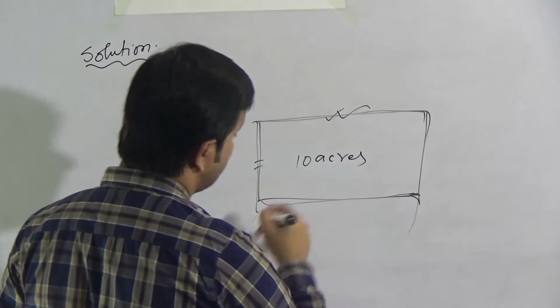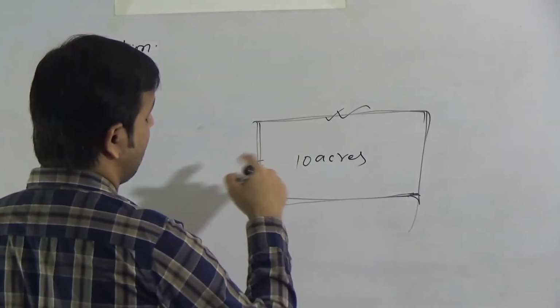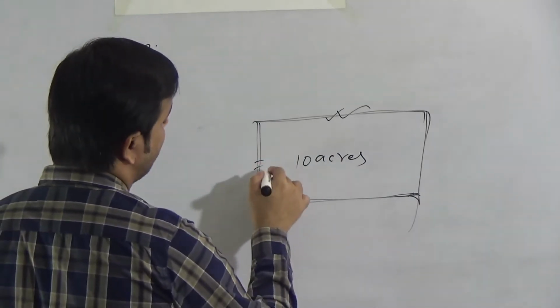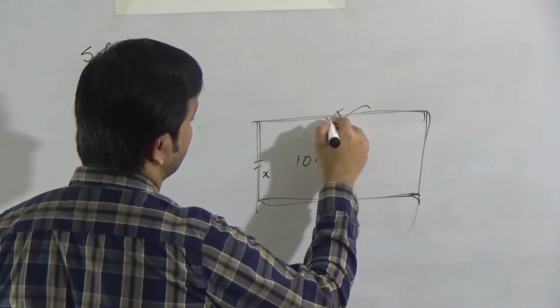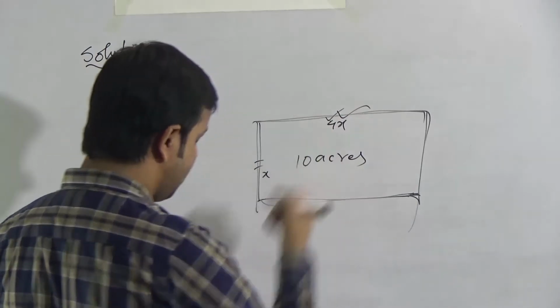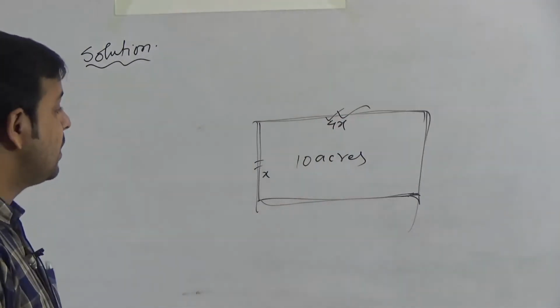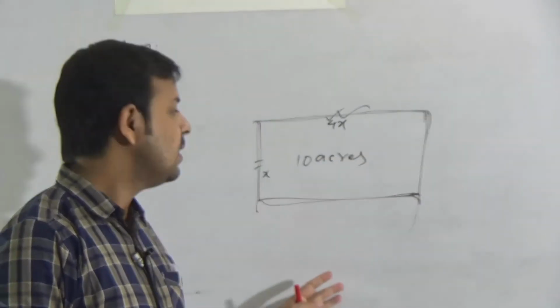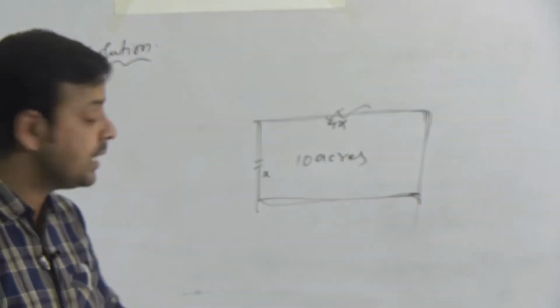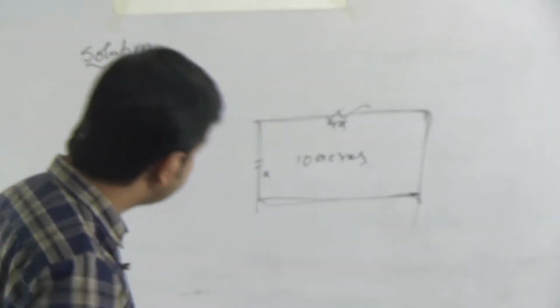This is given, and here a condition is given, that is, if the breadth is x, length is 4 times the breadth, it means it will be 4x. This type of condition is given. It means the length is 4 times the breadth. This condition is given. Now we have to solve the question. Okay dear students, now let us solve.